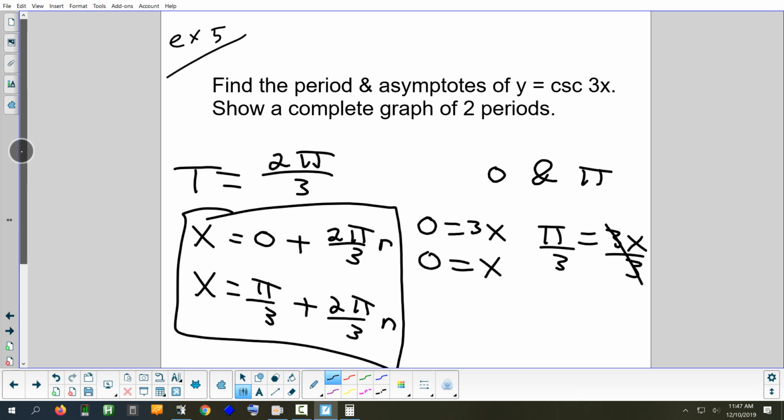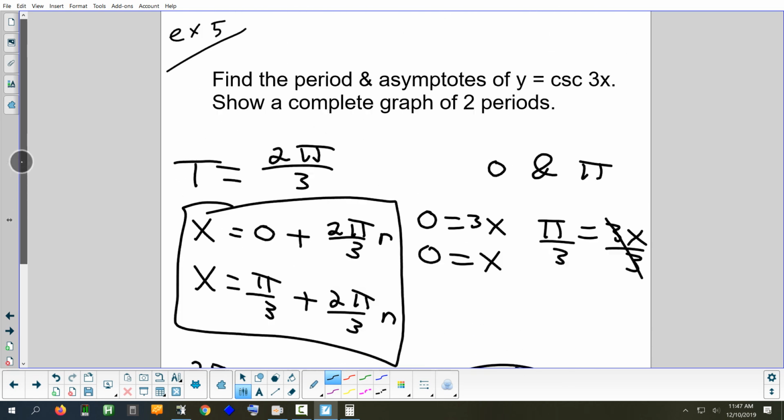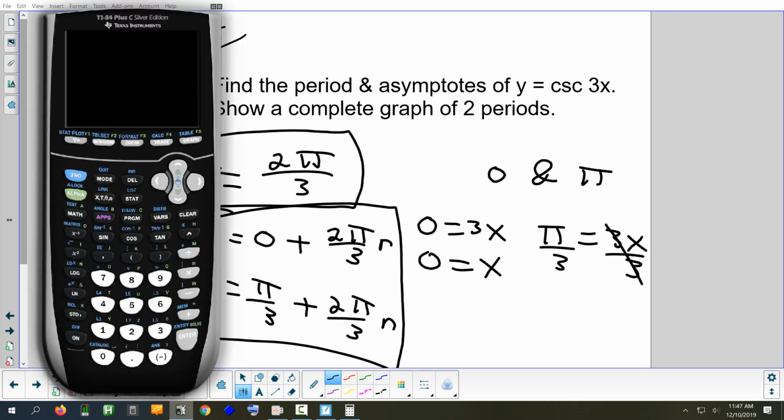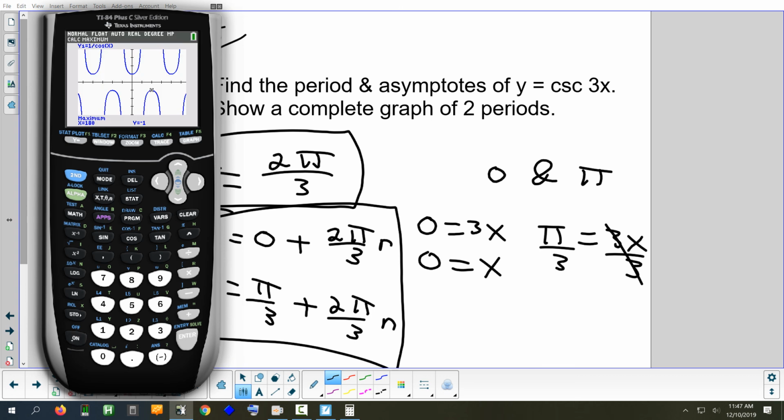So, domain they didn't ask for. Okay, so my period is 2 pi over 3. How wide of a window do I need to show 2 cycles? 4 pi over 3. So what's a min and a max that I could do? Yeah, I'm not worried about cutting it off. These graphs are getting a little fancy, so let's just go 0 to 4 pi over 3.